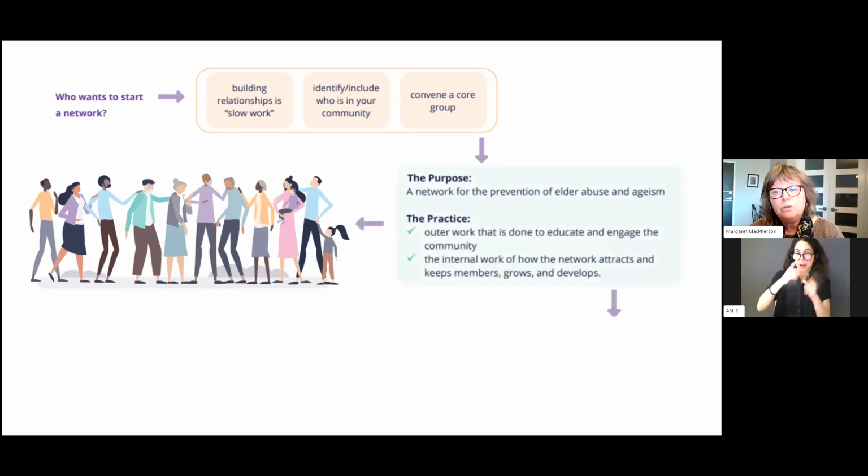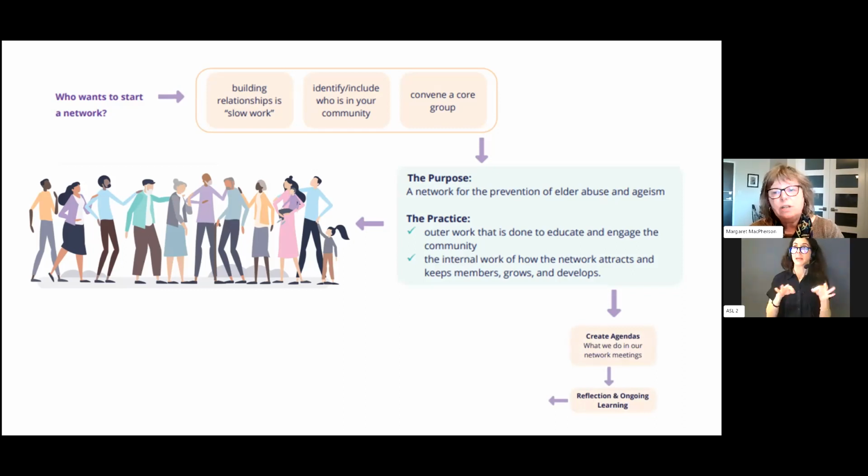So you're going to talk about the purpose of your network. I think it's good to say these things out loud and talk about them. And then we're also talking about the practice. So the outer work that's done to educate and engage people in the community, but also the really important work, the internal work for the network about the care of your membership, how you're growing it, how you're developing it, and do people actually feel like they belong and have a contribution to make? That is the internal work for networks, about being the change and walking the talk.